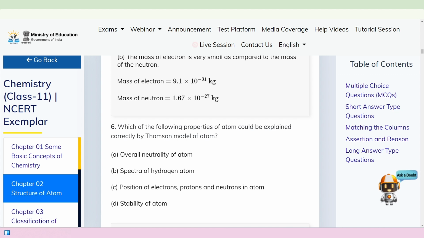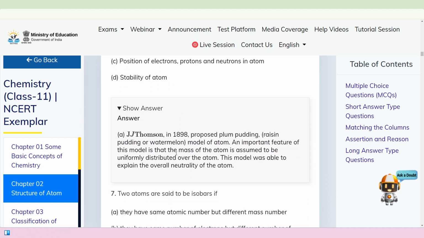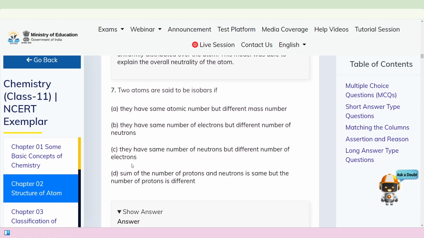Okay. Stability of atom. Stability of atom can also not be explained, right? Because as the positive and negative charge are close to each other, they will of course dissipate energy and at last it will collapse. So overall neutrality is something which was explained by the Thomson model. Okay, that thing is mentioned here also.